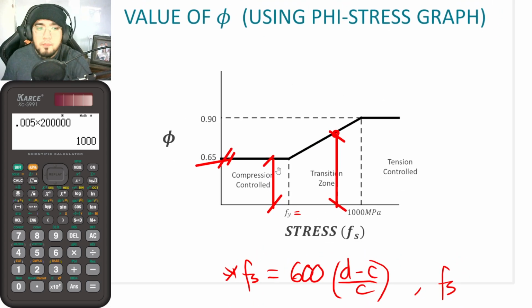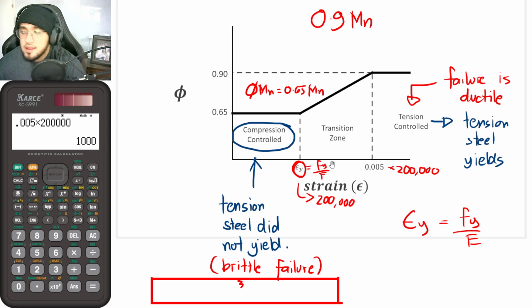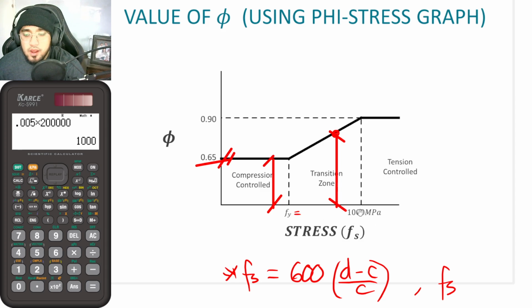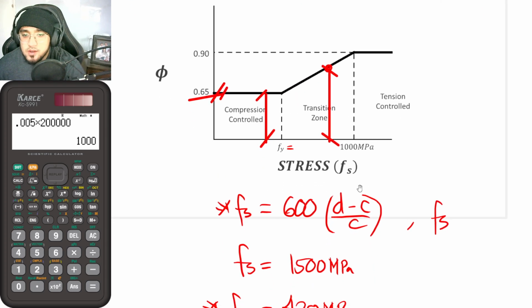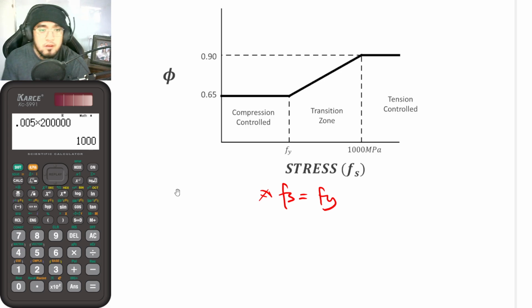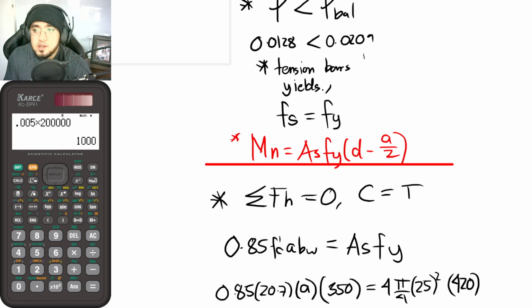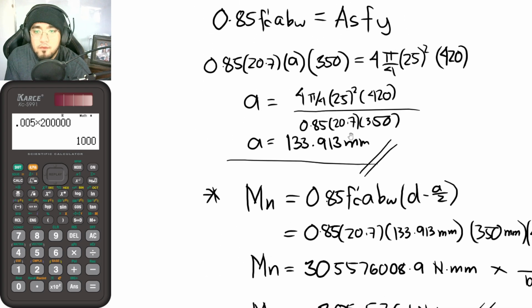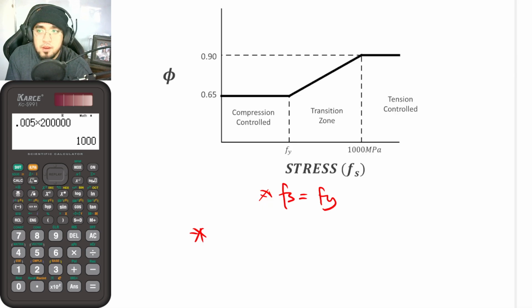So again, it would be up to you. If you want to solve for the strain, then do so. But once again, I want to solve for it via the stress. Okay, so for that, the value of Fs is equal to 600 times D minus C over C. So from that given, what is the value of C in our situation here? Actually, we do not know. However, we have solved for the value of A already. So since A is equal to, what was that again? That is 133.913.